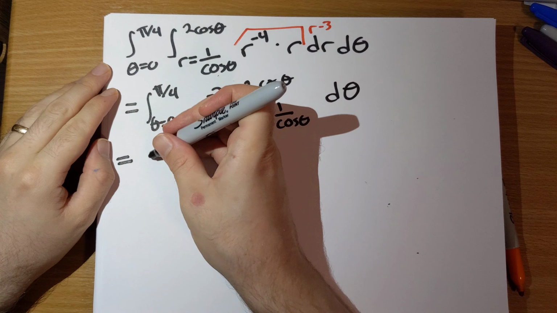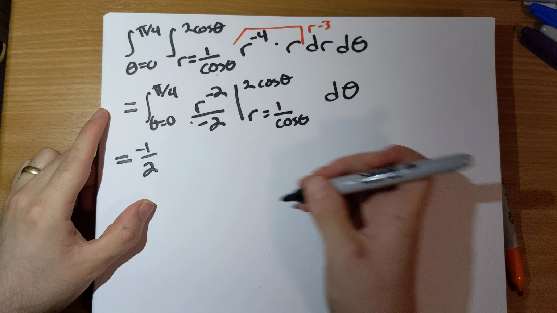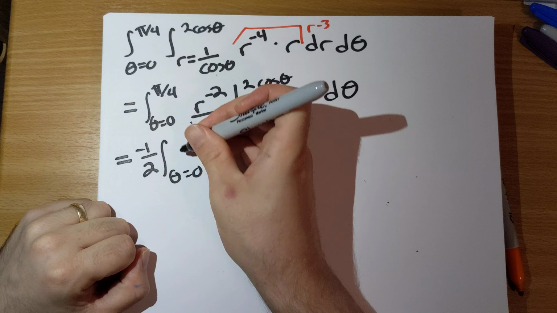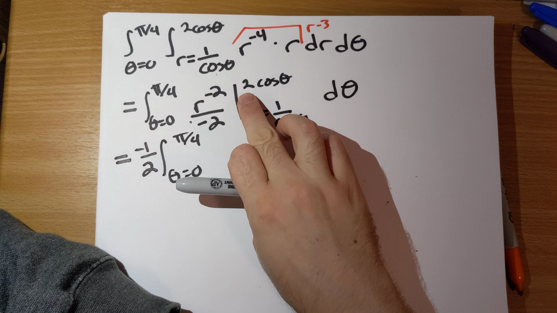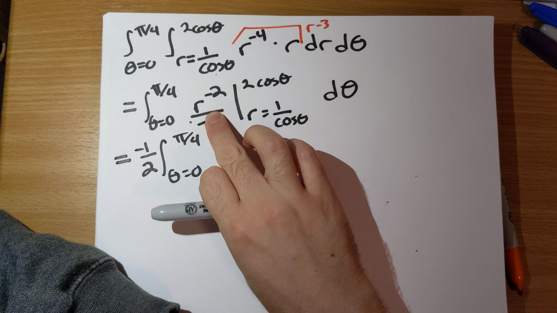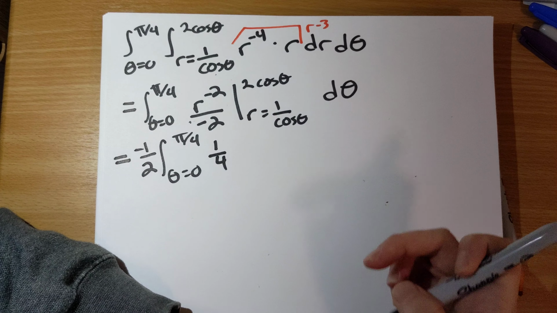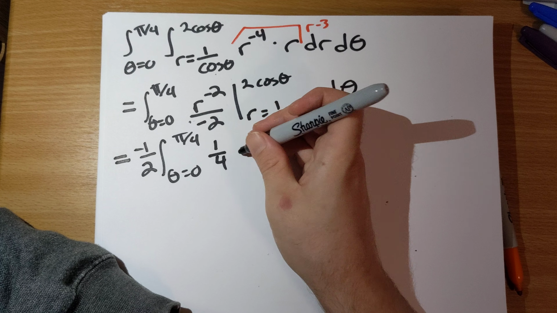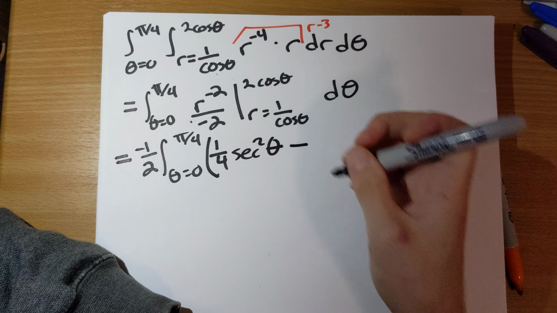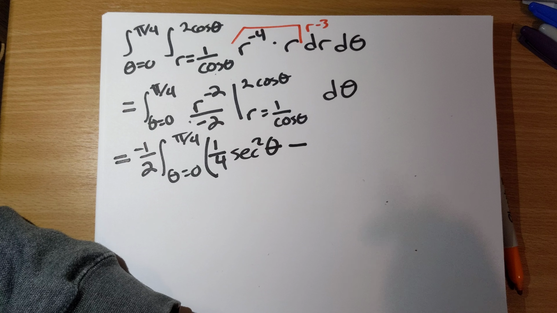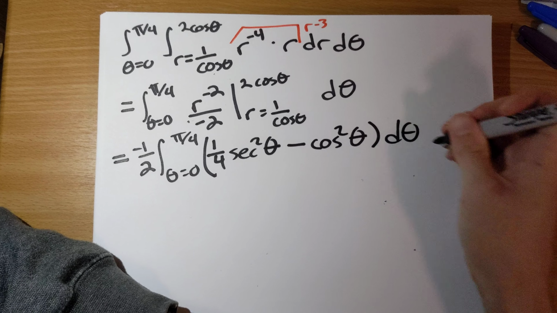And we end up with, let's see here, that negative 2 in the denominator can be moved outside. Okay, plug in 2 cosine theta. We get r to the negative second power, that's 1/4 secant squared theta. And then plug in 1 over cosine theta into r to the negative second power. We get cosine squared theta, d theta.